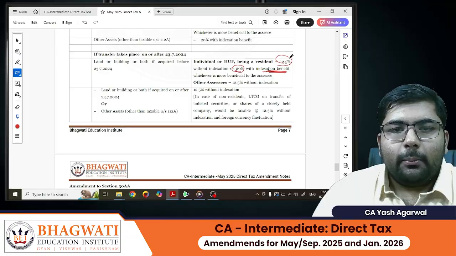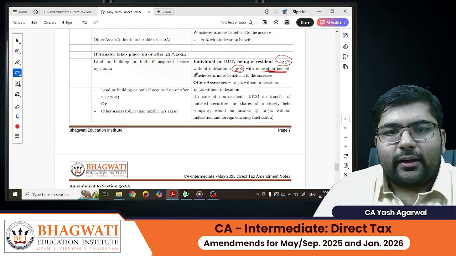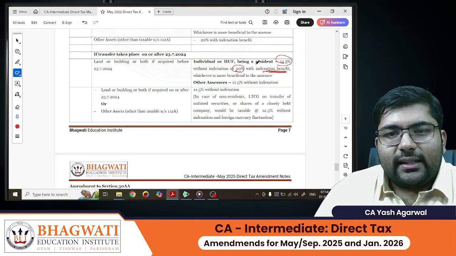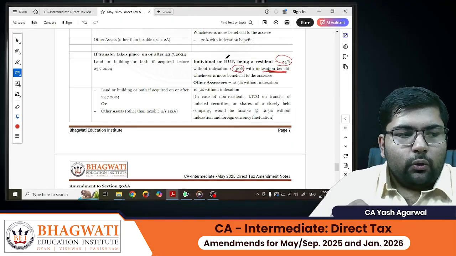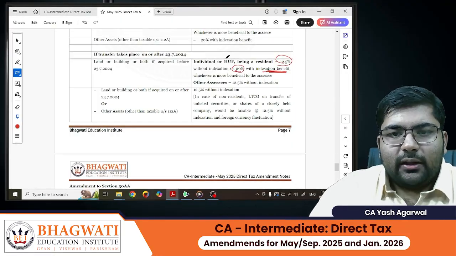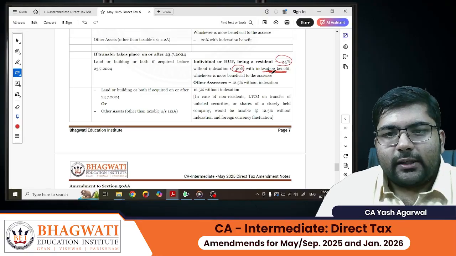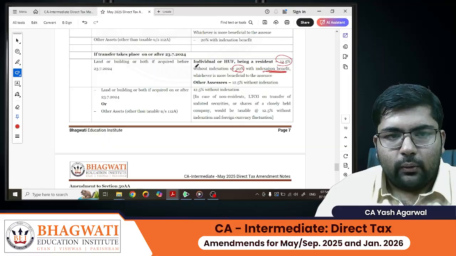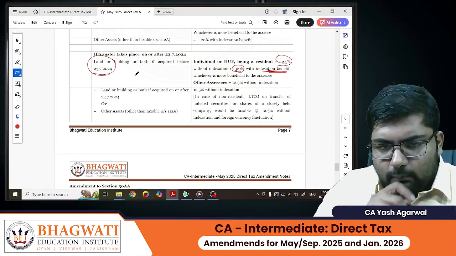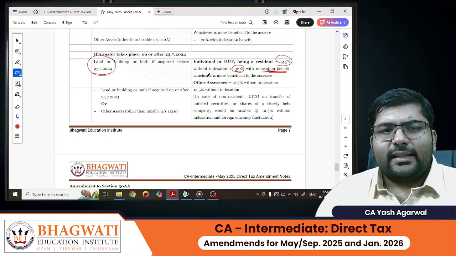Hence, the government had to bring in this optional benefit to resident individuals and HUF, saying no problem, you pay tax as per the older provisions itself. You pay at 20% with indexation or 12.5% without indexation, whichever is more beneficial to you, subject to these conditions. This is only for land and building.